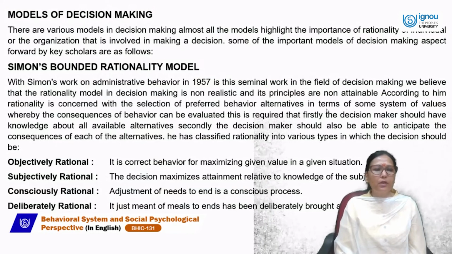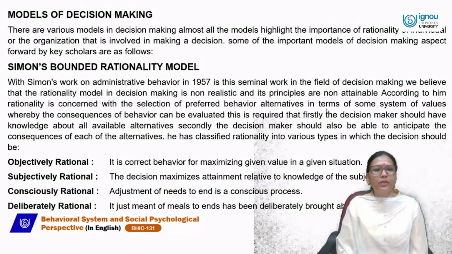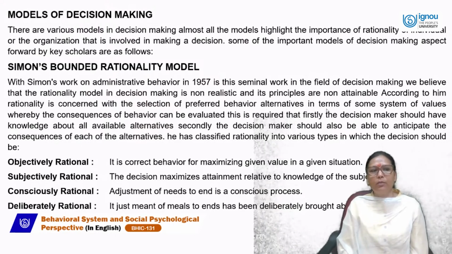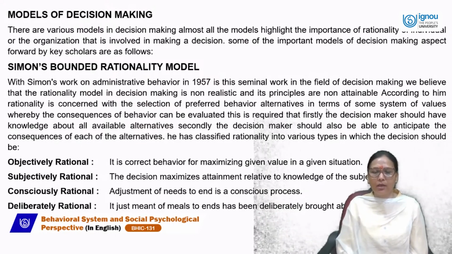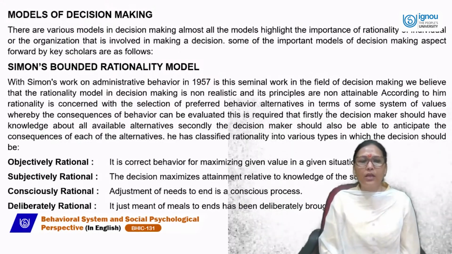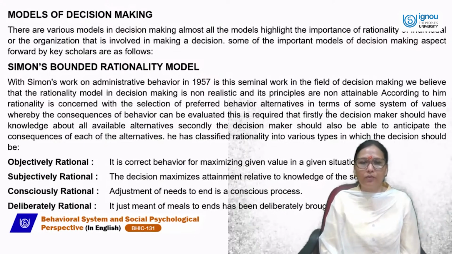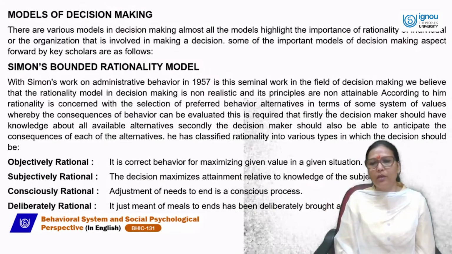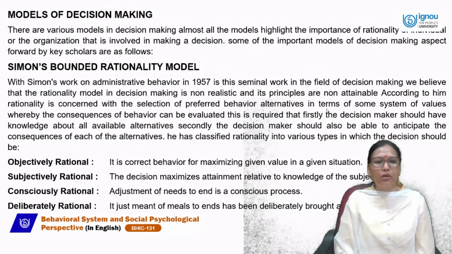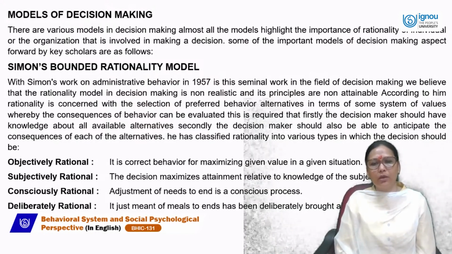Now, Simon's bounded rationality model, with Simon's work on administrative behavior in 1957, is Simon's work in the field of decision making. He believed that the rationality model in decision making is not realistic and its principles are not attainable. According to him, rationality is concerned with the selection of preferred behavior alternative in terms of some system of values whereby the consequences of behavior can be evaluated.